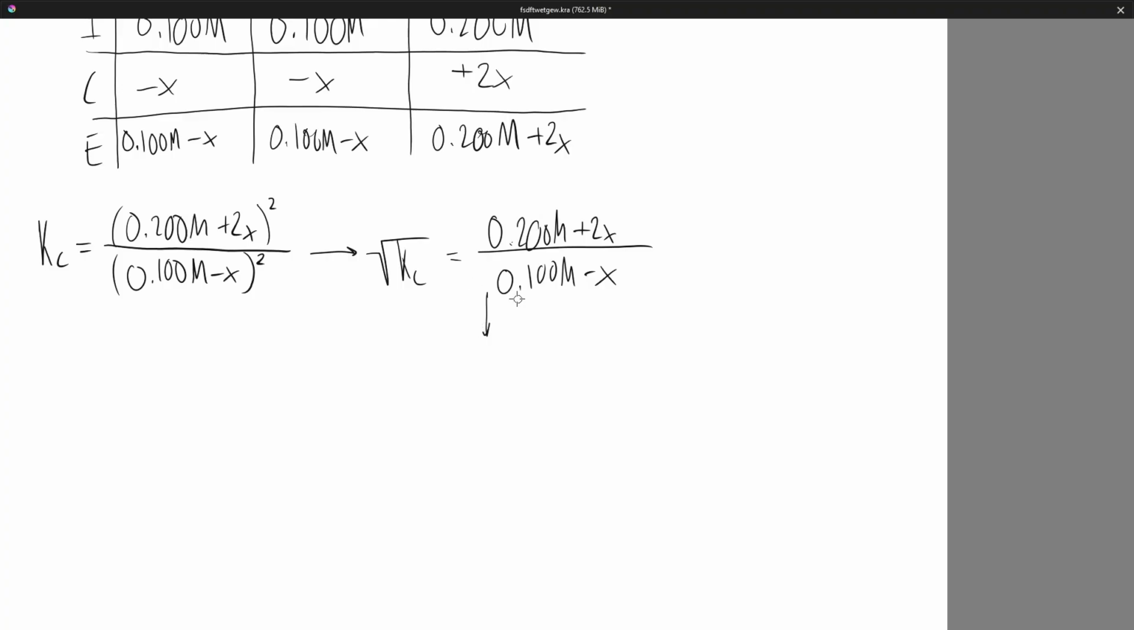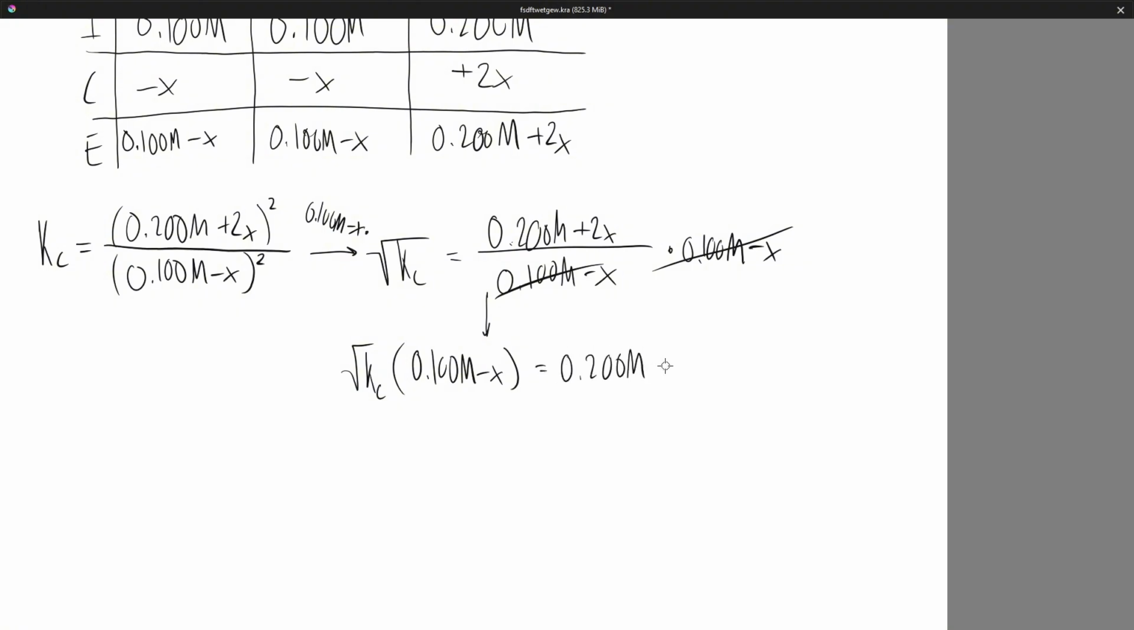So to that, we multiply both sides by 0.100 molar minus x. So I'm just going to go ahead and do that. 0.100 minus x. I get rid of this, and just imagine I do the same thing. Actually, no, I'll write it out. And it'll look like this. So Kc times 0.100 molar minus x equals 0.200 molar plus 2x.